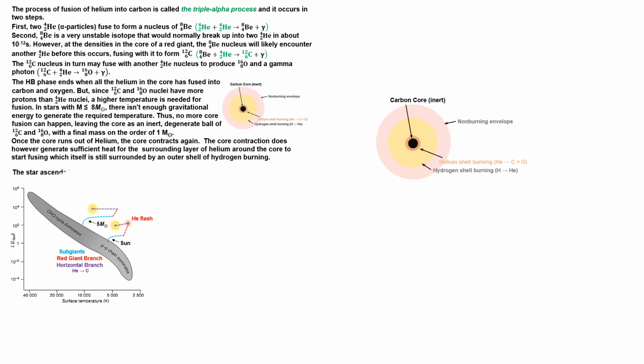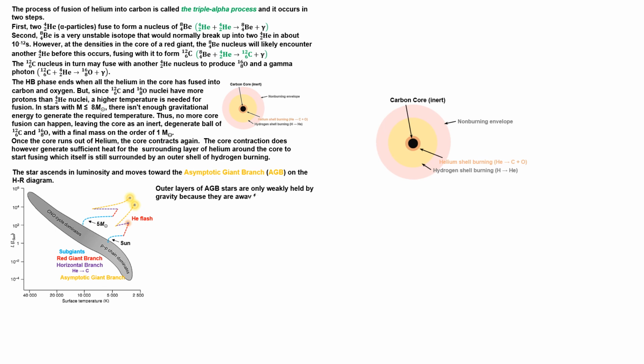The star ascends in luminosity and moves toward the asymptotic giant branch on the HR diagram. Outer layers of AGB stars are only weakly held by gravity because they are away from the core, and the radiation pressure tends to blow away much of the outer layer.